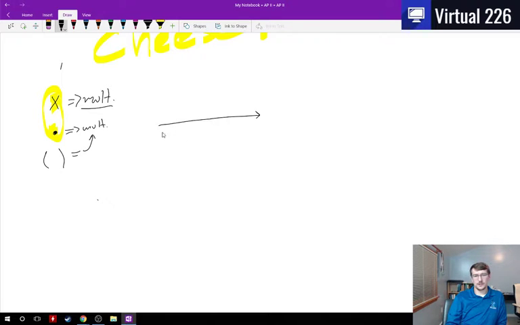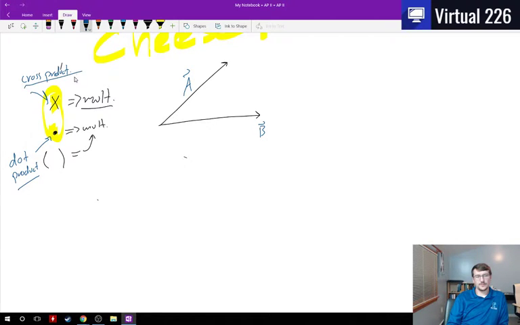If you wanted to understand how to multiply vectors, let's look at these two vectors here. We'll call this vector A, call this vector B. This is actually referred to as a cross product, whereas this is the dot product. What we're actually doing in a cross product is we're looking for how much of the vectors are perpendicular, and for the dot product, we're looking for how much of the vectors are parallel.